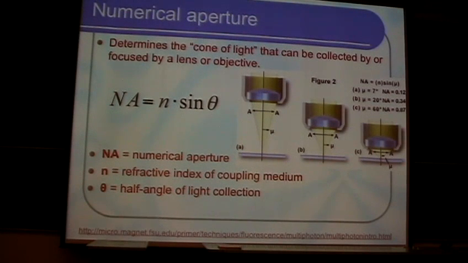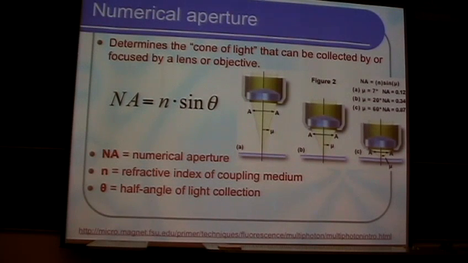But let me briefly remind you about a very important parameter of any optical imaging system called numerical aperture. Numerical aperture is defined as the product of the refractive index of the coupling medium between the objective and the sample, such as immersion oil or air, multiplied by the sine of the angle theta, which is the half angle of the light collection cone.